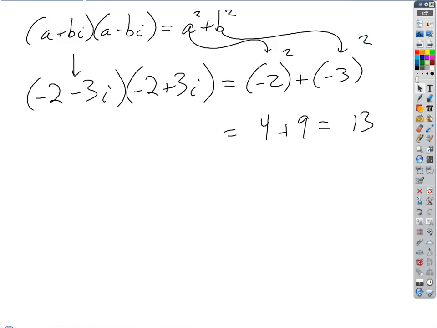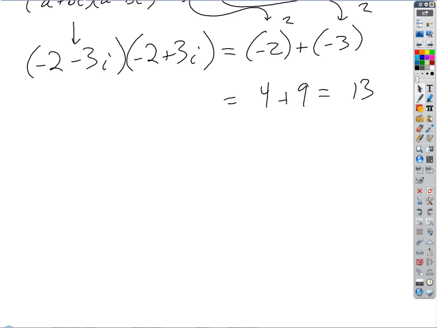So whenever we see something like this, let's do one more. So what if we've got 7 minus 4i? What's the complex conjugate? Valerie, what's the complex conjugate there? So 7 plus 4i. So what's my answer going to be?